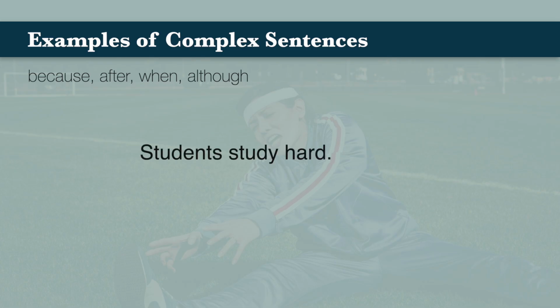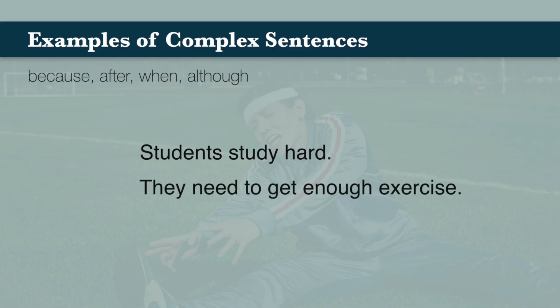The first example is, students study hard. They need to get enough exercise. Looking at the subordinators, because, after, when, and although, which of the four would you use? If you want to show reason, you could use because. Because students study hard, they need to get enough exercise. If you want to refer to time, you could use after or maybe when. After students study hard, they need to get enough exercise. And we wouldn't want to use although, because it really doesn't work well with our sentences.